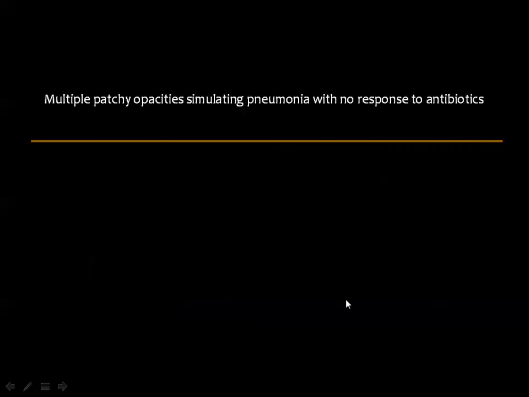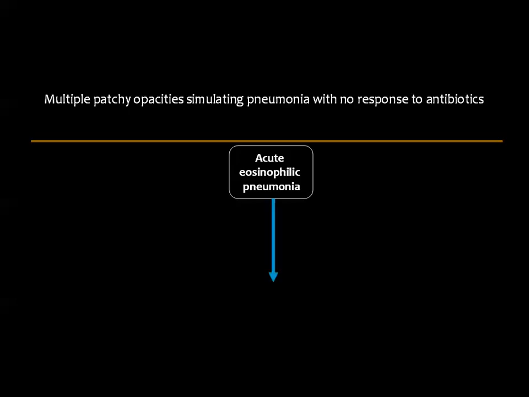Then what are the differential diagnoses of multiple patchy opacities simulating pneumonia with no response to antibiotics? First, number one is acute eosinophilic pneumonia. Acute eosinophilic pneumonia presents as patches in the lung which do not respond to antibiotics. How can you confirm the diagnosis? By CBC, you can see significant eosinophilia. By bronchial lavage, you can see significant eosinophilia, and there is a dramatic response to steroids.